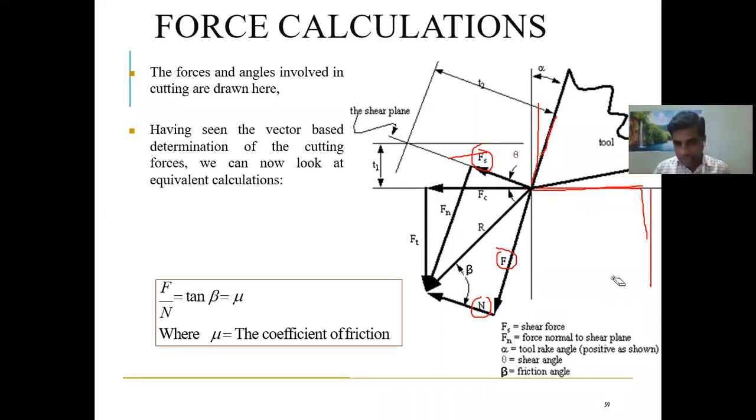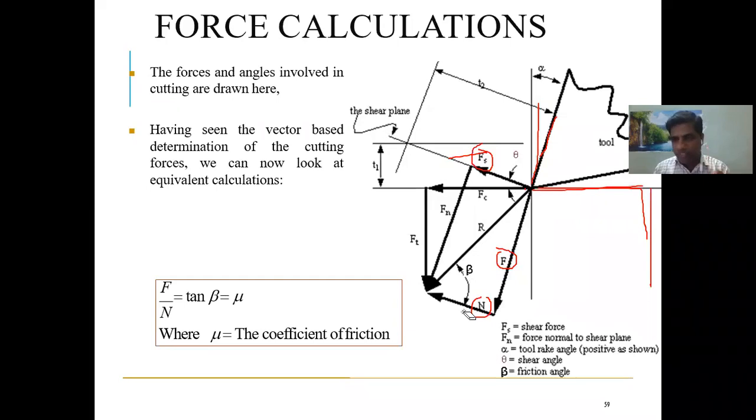In this diagram, you have a lot of forces, magnitudes, as well as a lot of angles. A new angle is coming between F and N, which is beta, the angle between the normal reaction and the resultant. This beta is nothing but your friction angle.